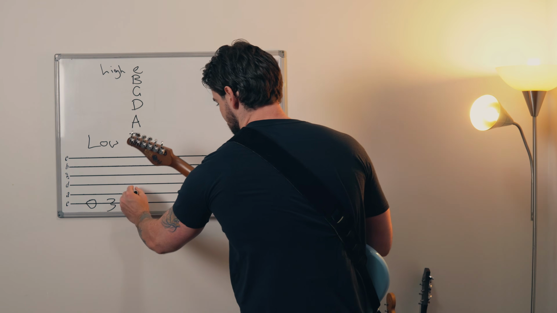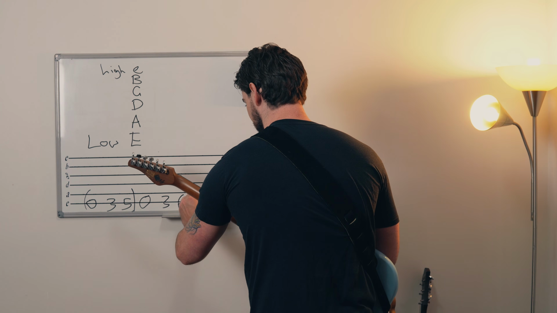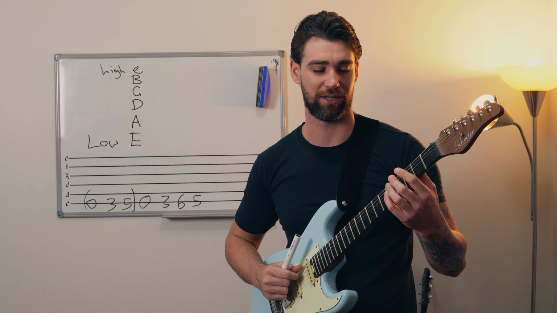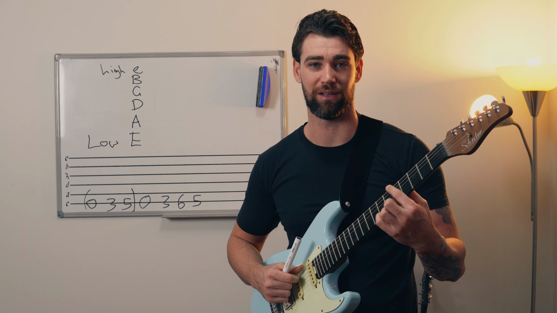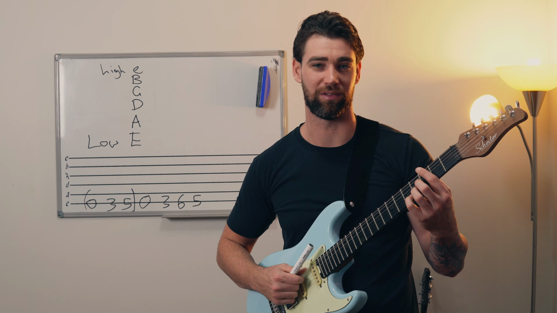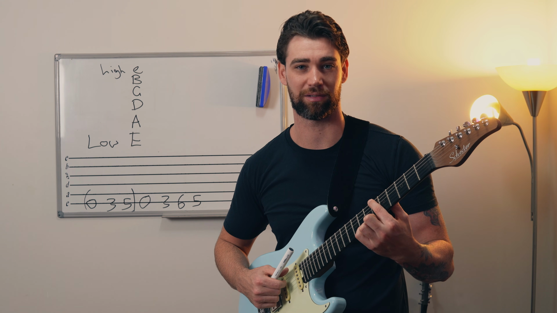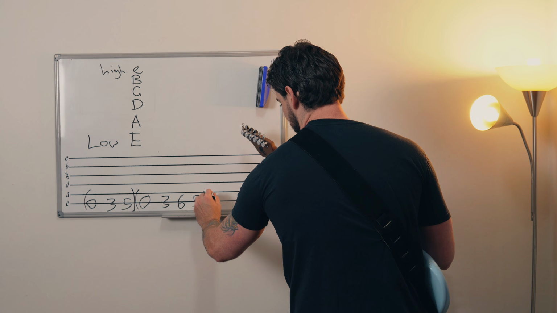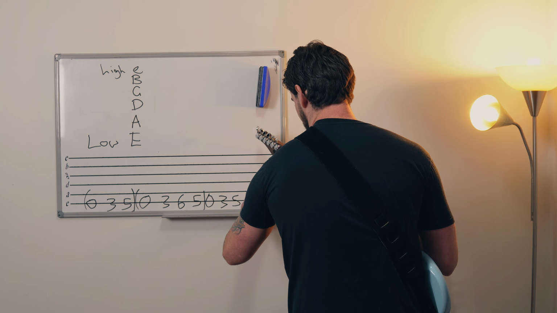Okay, I'll put that in brackets. Now the next part of the riff is 0, 3, 6, 5. So now we're going to go again, all on the low E string. 0, 3, then we go over to 6, and then 5. So far, if I play from the start to the finish, we have 0, 3, 5, 0, 3, 6, 5.